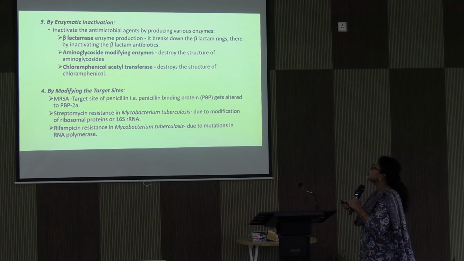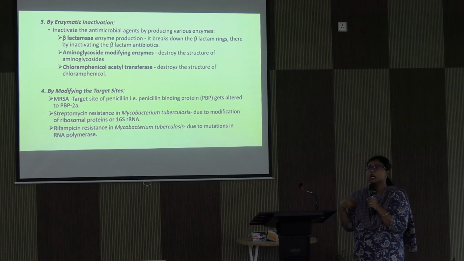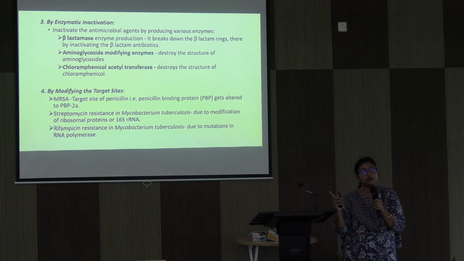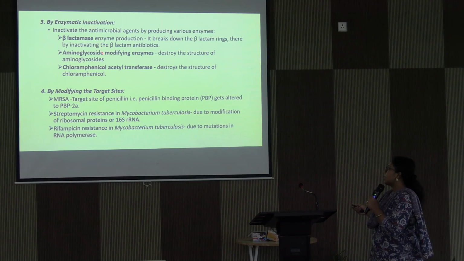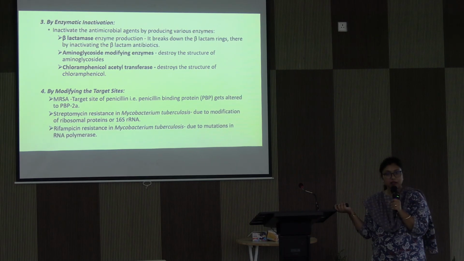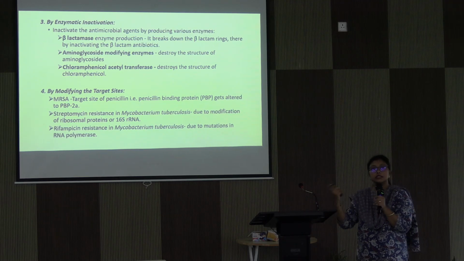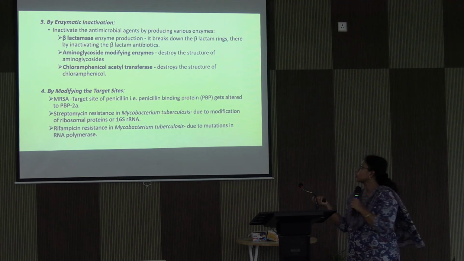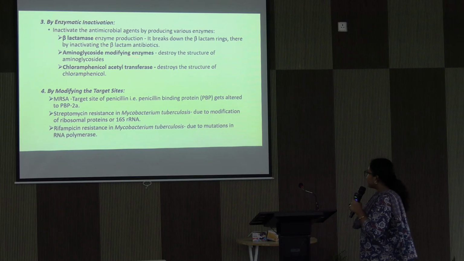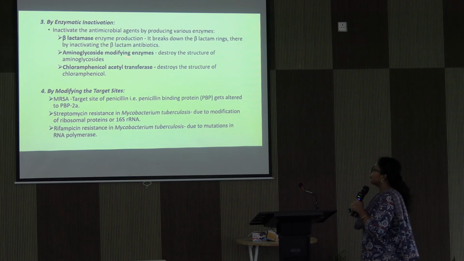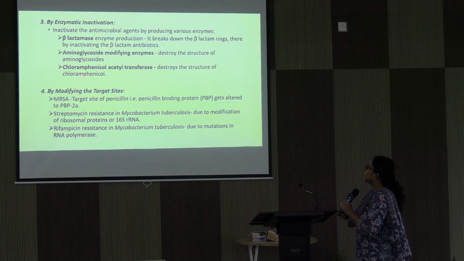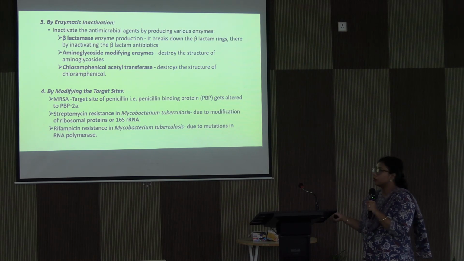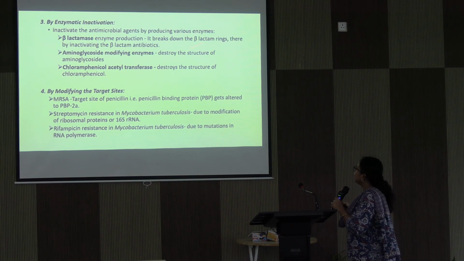Third is enzymatic inactivation. The microbe is producing some enzymes that will inactivate the antimicrobial property. Beta lactamase is very common, you know. This inactivates the penicillins. Next is aminoglycoside modifying enzyme, you know whom it is inhibiting, aminoglycosides. Chloramphenicol acetyl transferase, again chloramphenicol. Beta lactamase breaks down the beta lactam rings.